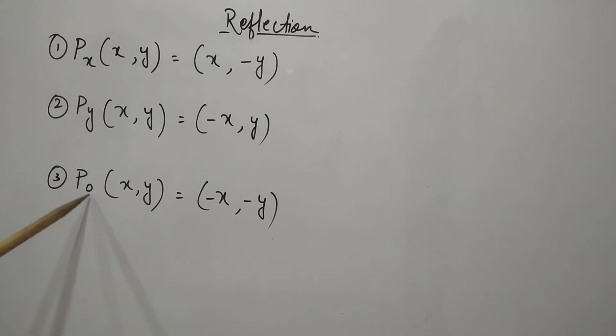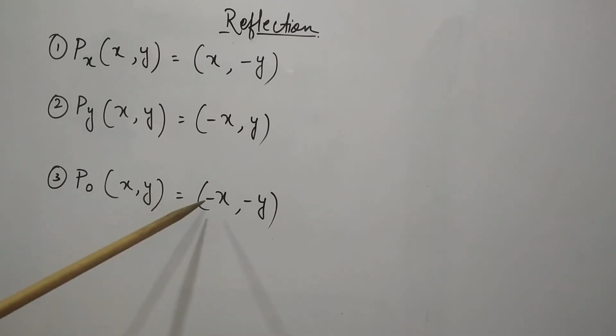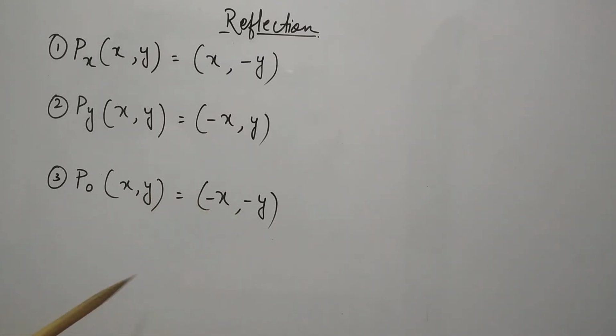When the point P is reflected on the origin, the point (0, 0), then both the coordinate signs change. So this is one of the important parts which you have to remember in this reflection.